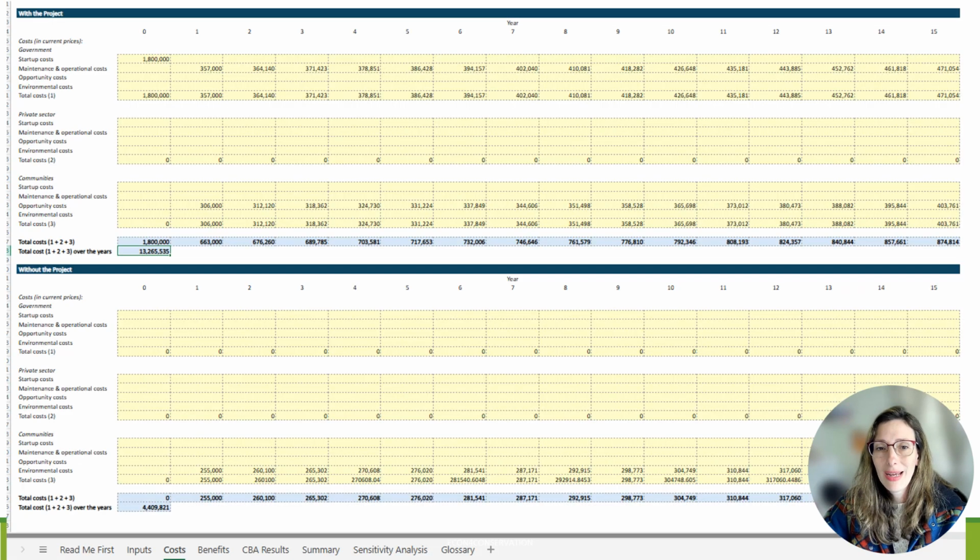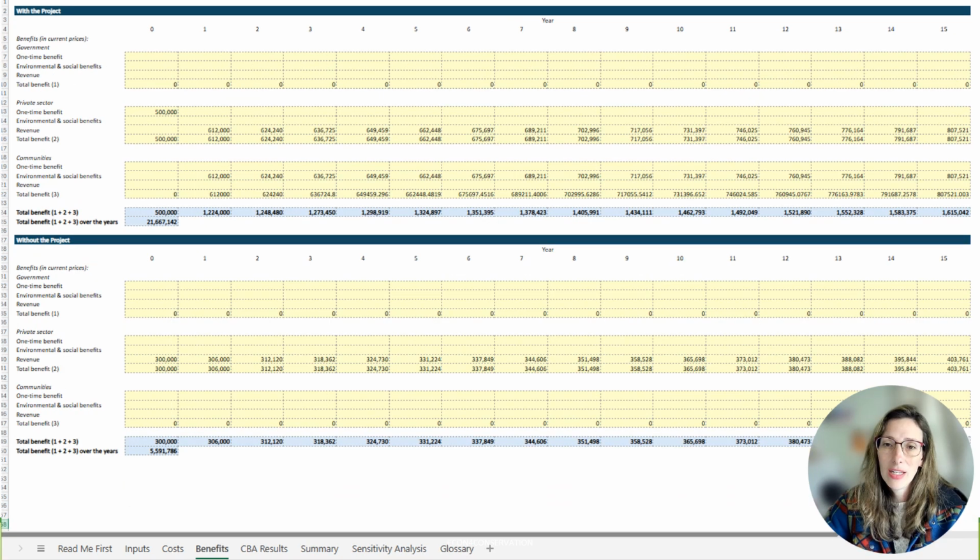So here we have the costs tab. In this tab, you can see the evolution of the cost by stakeholders and scenario, with and without the project. These values are the same as before. The only difference is that for each year, they include inflation.